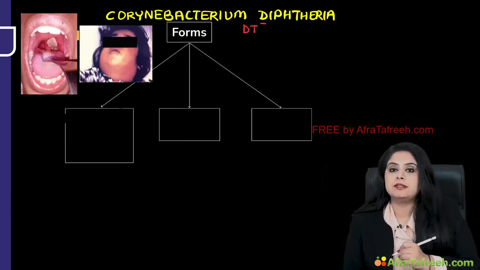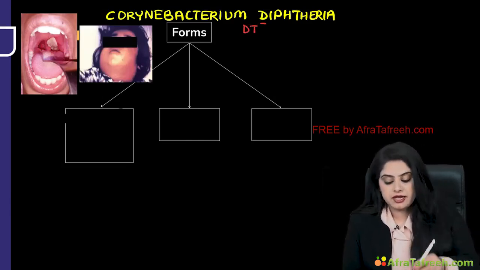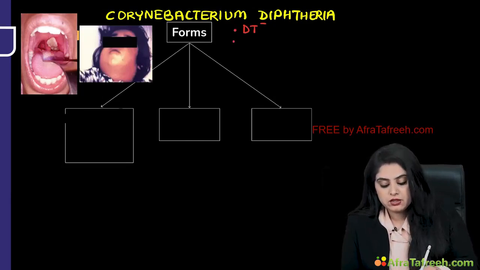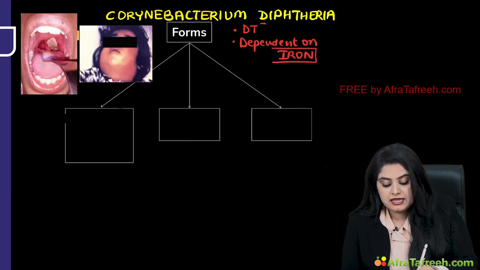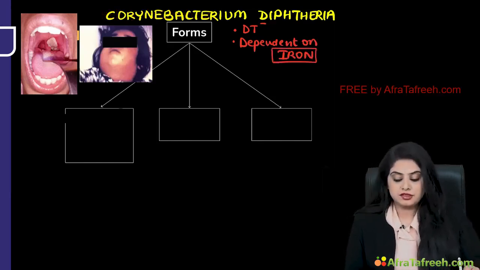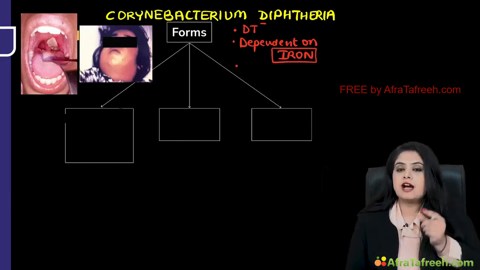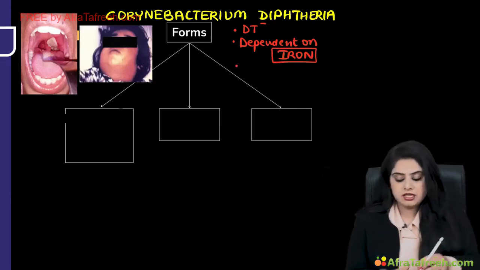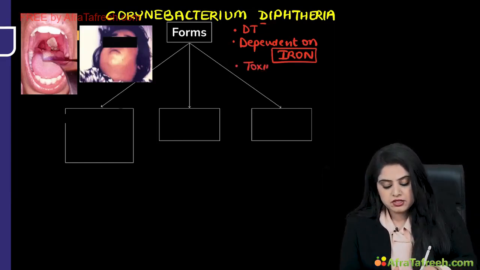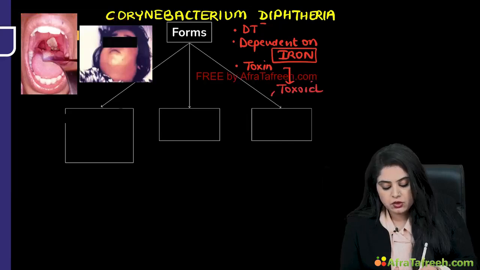I'll tell you the mechanism of action in a while, but let me tell you that this diphtheria toxin is something that is going to be dependent on iron levels. So they ask you which of the following toxins are dependent on or regulated by iron, and that is going to be the diphtheria toxin. Second question that you should know is that after every toxin, don't you know already that a vaccine can be made from a toxin? So we can convert this toxin into something known as toxoid, and if you convert it into toxoid, you have basically made it into a vaccine.